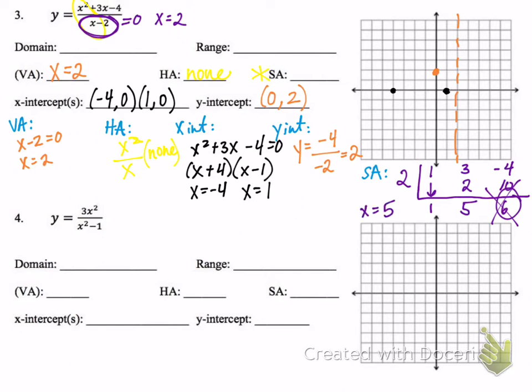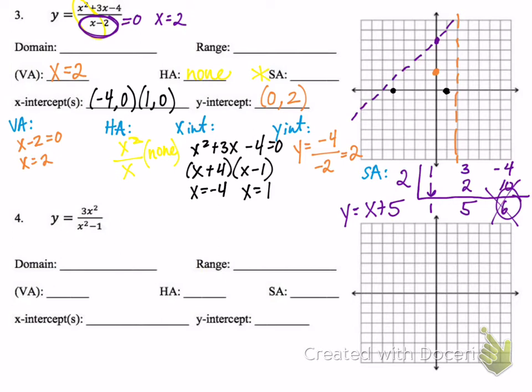It wouldn't be x equals 5, it would be x plus 5, sorry. X plus 5. So y equals x plus 5. If I were to graph that, that is a linear equation. A linear equation that has a slope of 1 and it has a y-intercept of 5. So my slant asymptote looks like this.